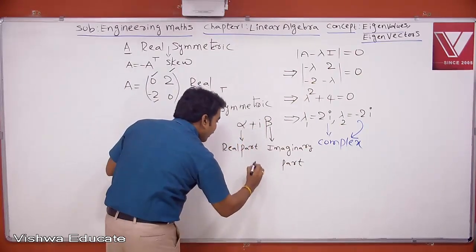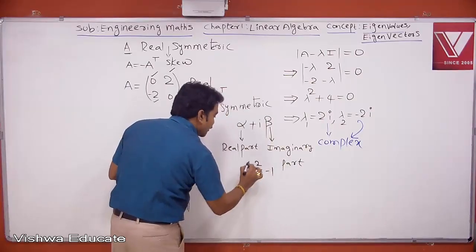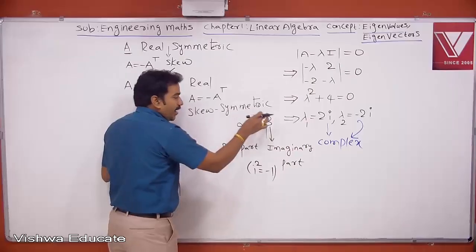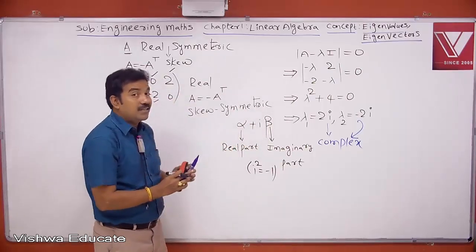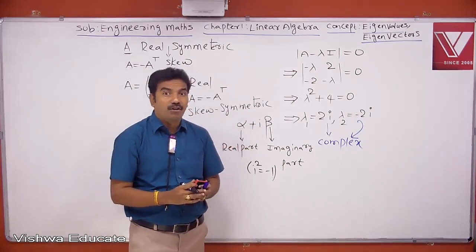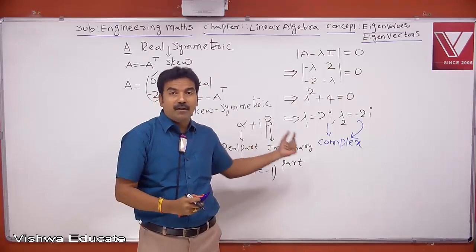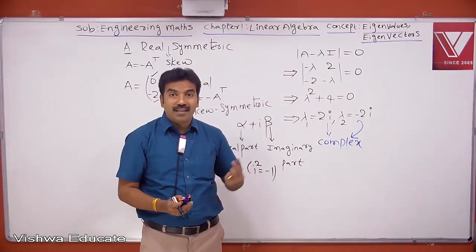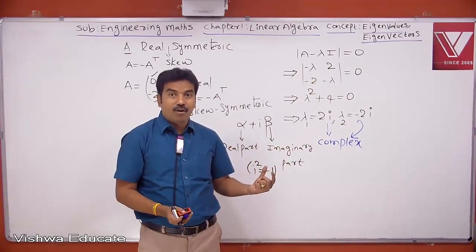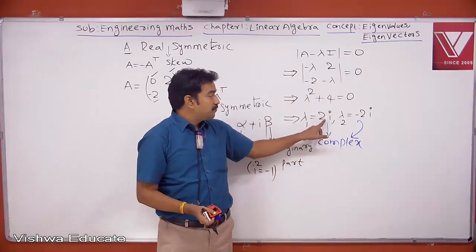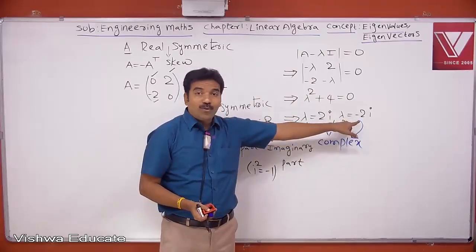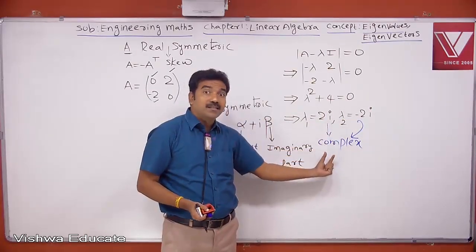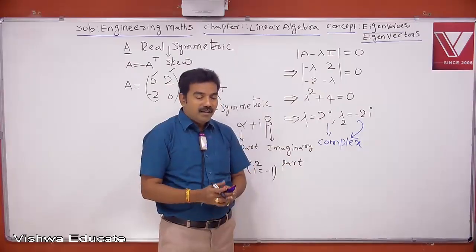Here i is a number whose square is minus 1. This is very clear to all of you. So if the real part is 0 and the imaginary part is non-zero, such numbers are called purely imaginary complex numbers. Alpha is the real part, beta is the imaginary part. If alpha is 0 and beta is non-zero, then this is called a purely imaginary complex number. When you observe this one, there is no real part. So the eigenvalues are purely imaginary complex numbers, right?